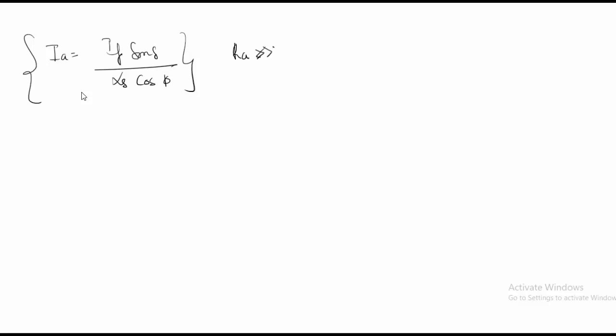So again, if I'm considering the same equation where IA is equal to IF sine delta divided by XS into cos phi, this was for the case where my RA was considered very small compared to my XS, so I have neglected my RA, and this is for a round rotor machine.